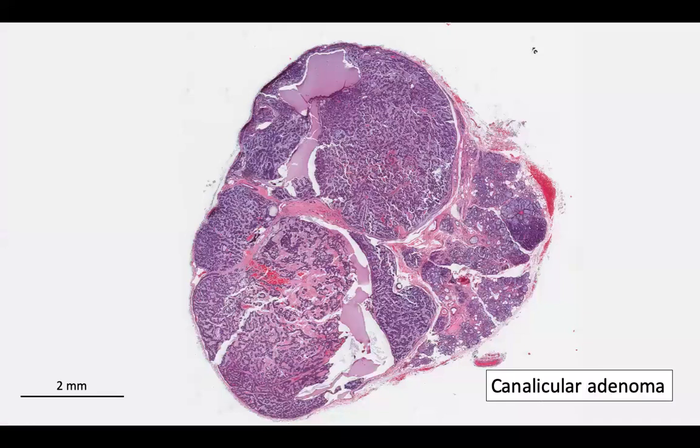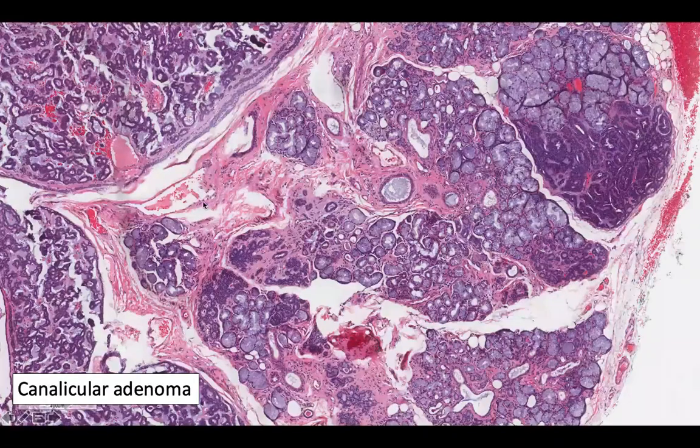So here's another picture of a canalicular adenoma on low power. So even though the lesion is relatively circumscribed here, we can also see that there's something going on here. And if we go to higher power, we can see here's the main lesion. And then there are also little suckers sticking out here into the remainder of the salivary gland. So this is what we mean when we say multifocal.